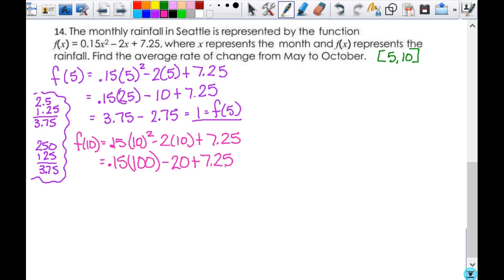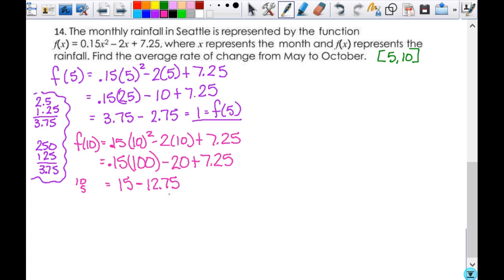So if I look at this, I just want 15% of 100. Well, hopefully you would just know what that is, but if you don't, 10% of 100 is 10. 5% is half of that, which is 5, so 15, because 15% of 100 is 15. Or if I multiply, I get 1,500, and you move it over twice, you get 15. And then negative 20, positive 7.25 is going to be a negative something. So 20 minus 7 is 13, minus another 0.25 is going to be 12.75.